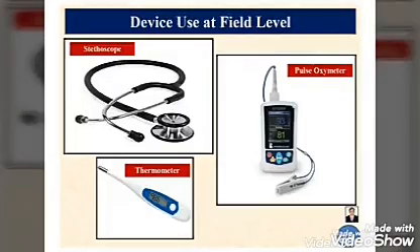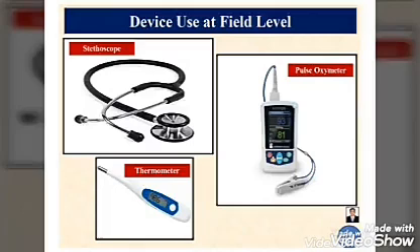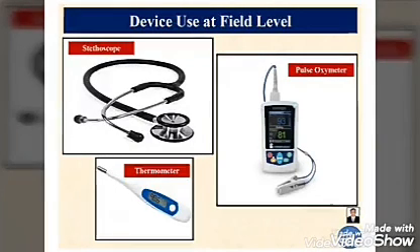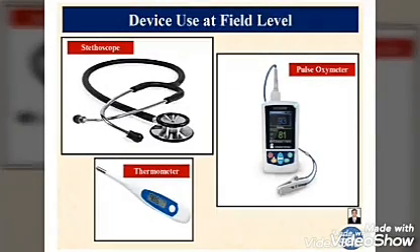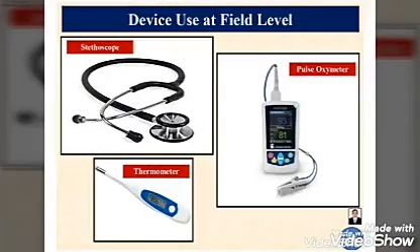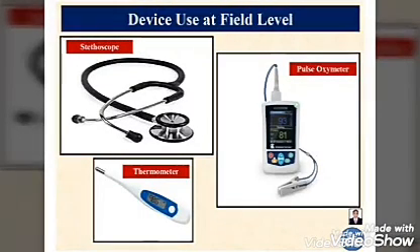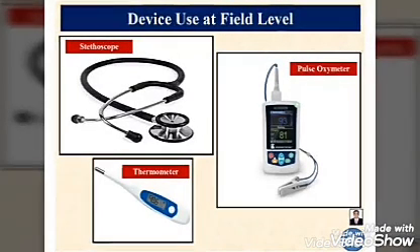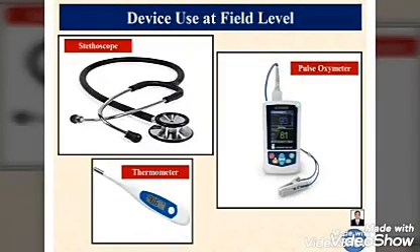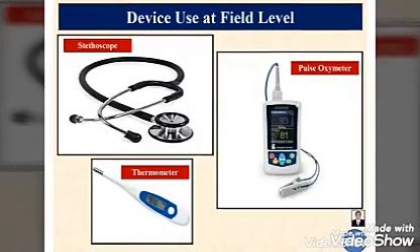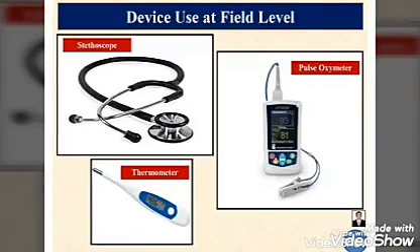So out of all the monitoring devices, these 3 devices are enough for monitoring of the anesthetized canine patient under field conditions, and there is no need for costly and sophisticated instruments which are available at the institute level. So at the field level, these 3 instruments are sufficient, no need for any other instrument.